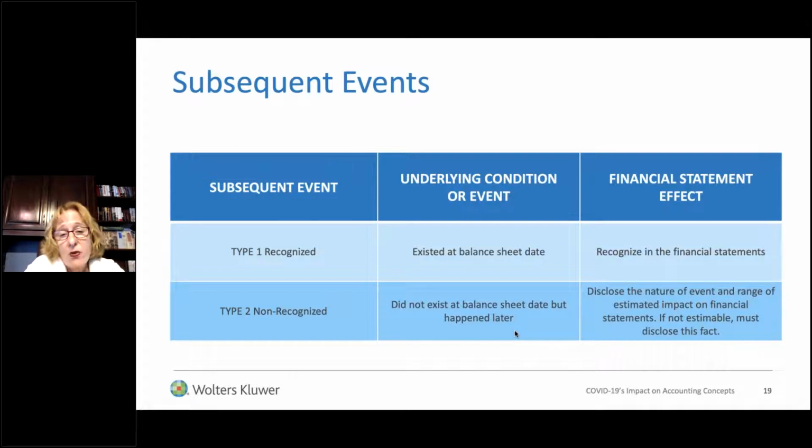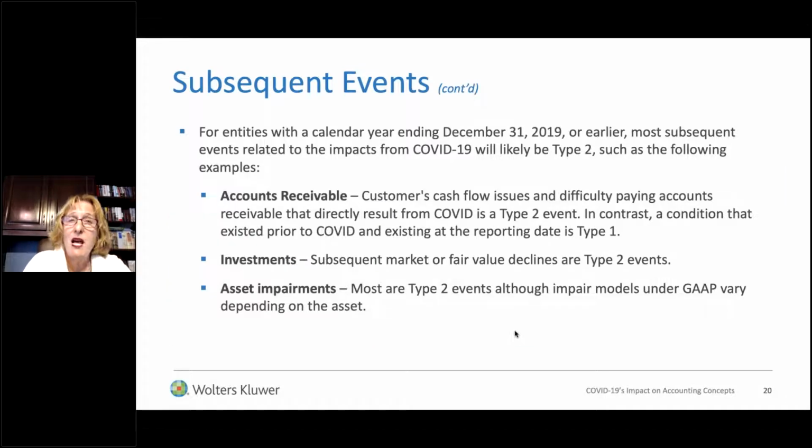A type 2 is not recognized. The underlying condition did not exist at the balance sheet date. It happened after the balance sheet date, but maybe before the financial statements were issued. So you want to disclose the nature of the event and range of estimated impact on your financial statements. If it's not reasonable to estimate that, you still must disclose the facts. So that's our basics behind subsequent events.